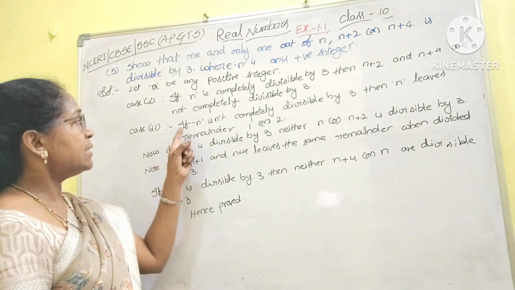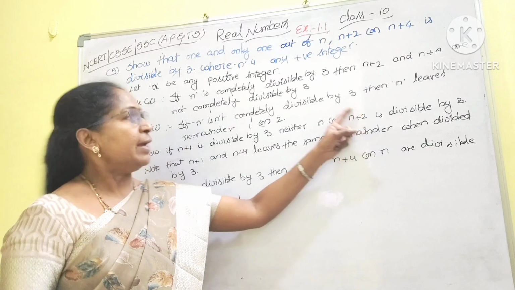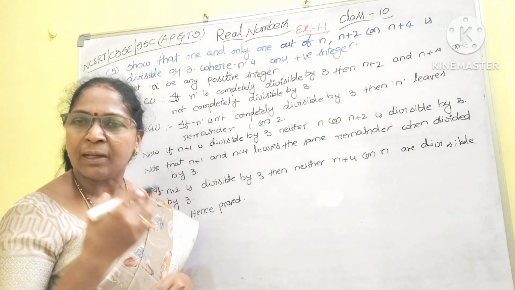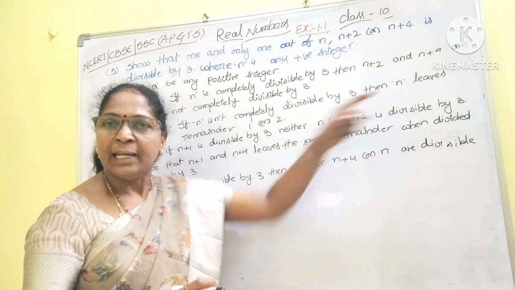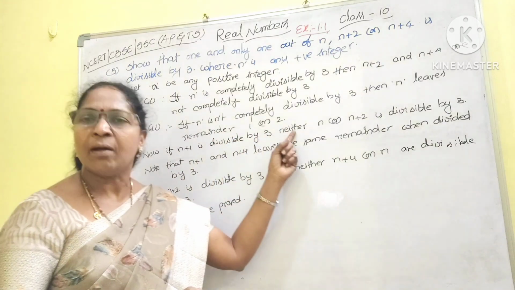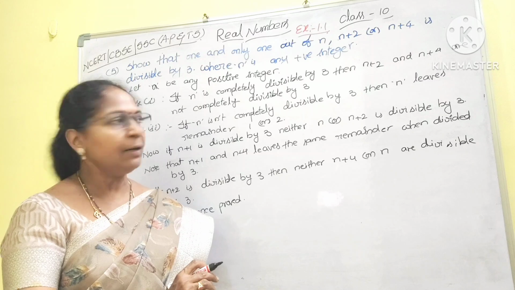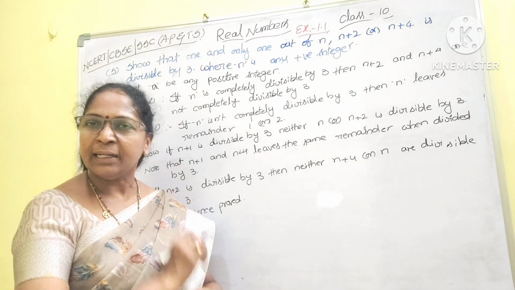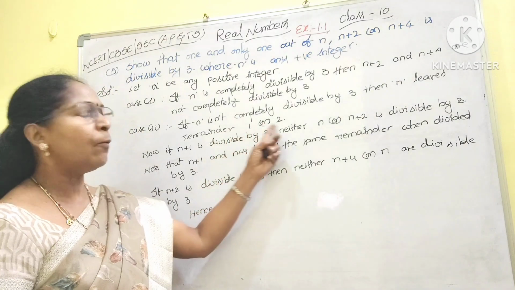What is the second condition? If n is not completely divisible by 3. If n equal to 4, then it is not completely divisible by 3. Yes, 4 is not completely divisible by 3. Then n leaves the remainders. What are those? 1 or 2. Why? Because if the remainder is 3, then it is exactly divisible. So only remainders less than 3 are possible. Those are 1 or 2.